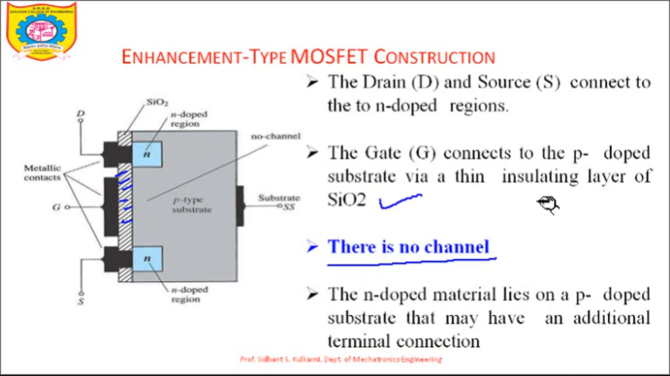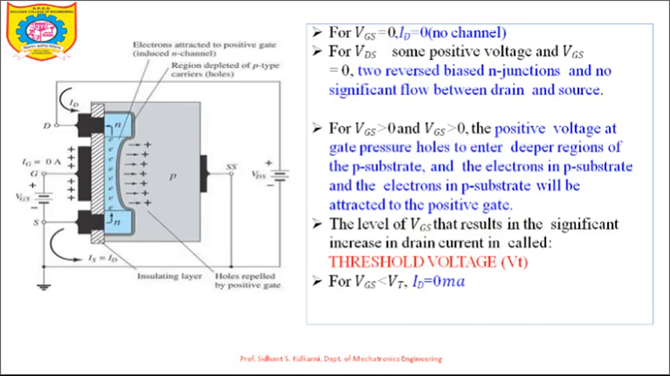The channel is absent here, but afterwards, by the application of proper biasing to the gate to source, the channel gets diffused. How the channel gets diffused, that we will see. The n-doped material lies on the p-doped substrate, which may have an additional terminal connection, just like we have seen in the previous depletion type MOSFET. Now what the difference is, we will see.